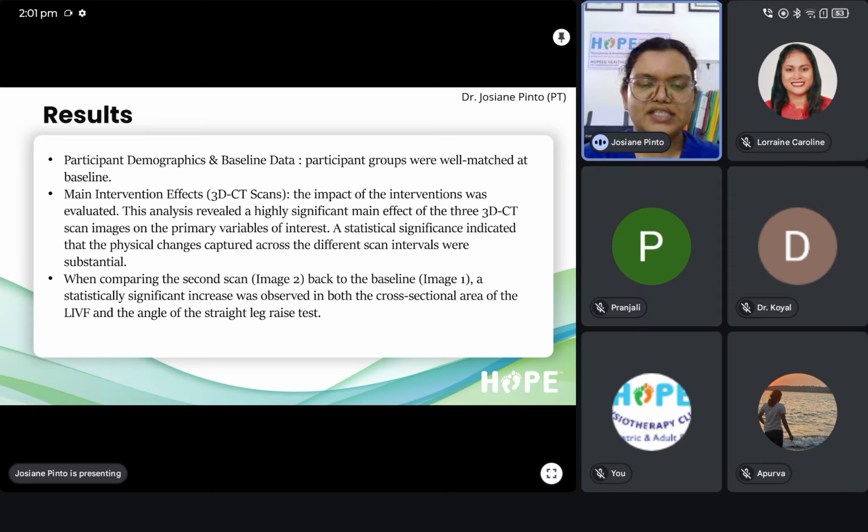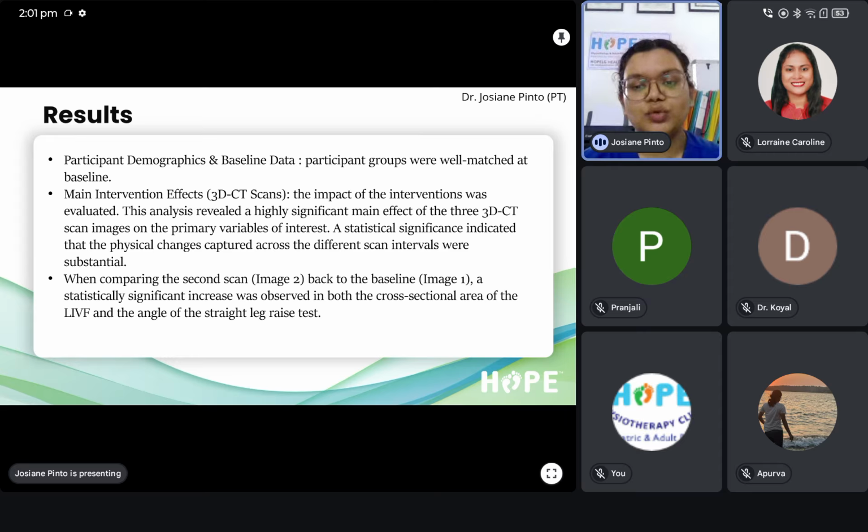Now, the main intervention effects, the 3D CT scan, the impact of the interventions was evaluated. This analysis revealed a highly significant main effect of the three 3D CT scan images on the primary variables of interest. A statistical significance indicated that the physical changes captured across the different scan intervals were substantial. As we saw in the previous tables, there was a big margin of difference, especially in the SLR, and also there was a significant difference in the cross-section area in centimeters square.